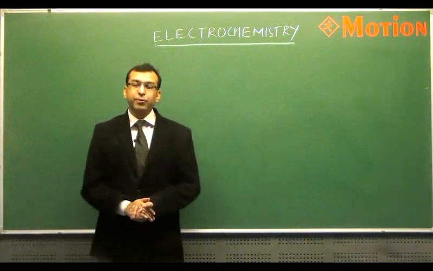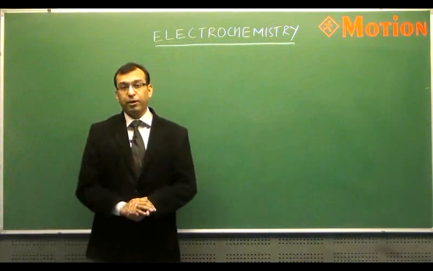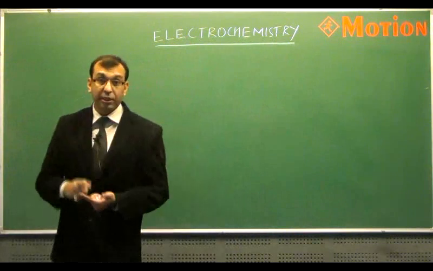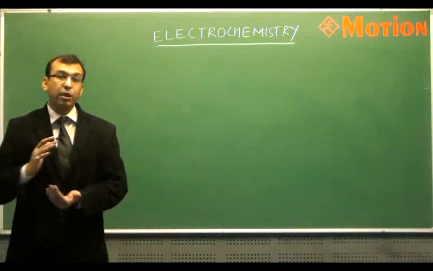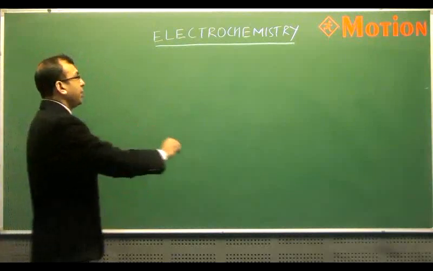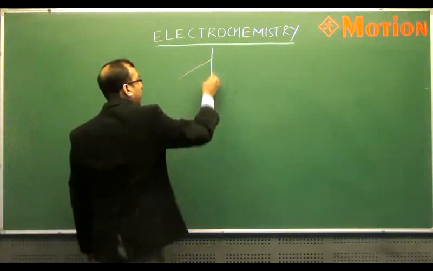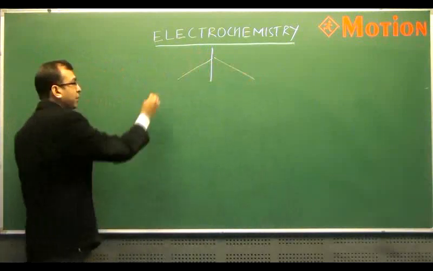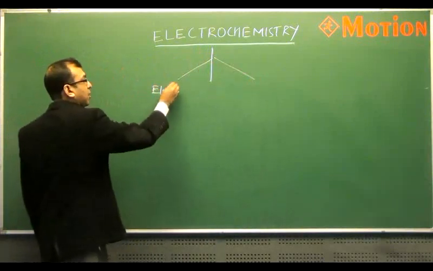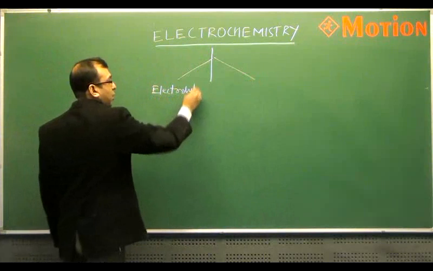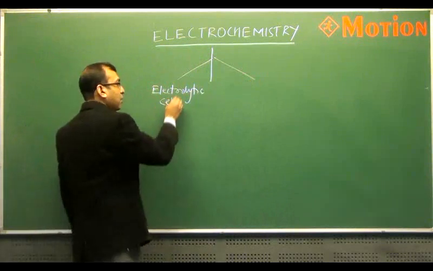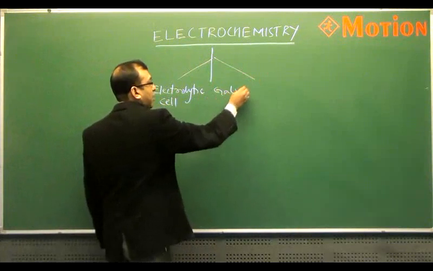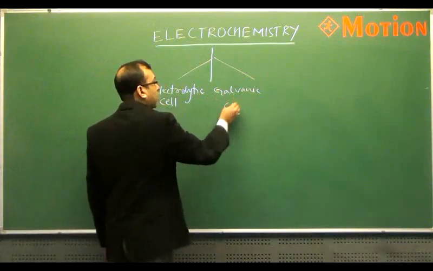This chapter, electrochemistry, we can divide into three segments. One is the electrolytic cell, another is the galvanic cell, and the third part is conductance in the solution. The first part is the electrolytic cell, which we will be covering in this session. Another part is the galvanic cell.